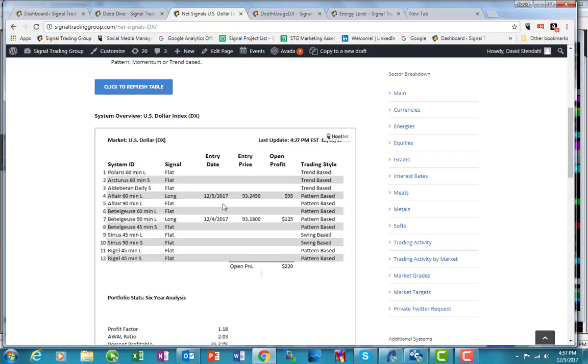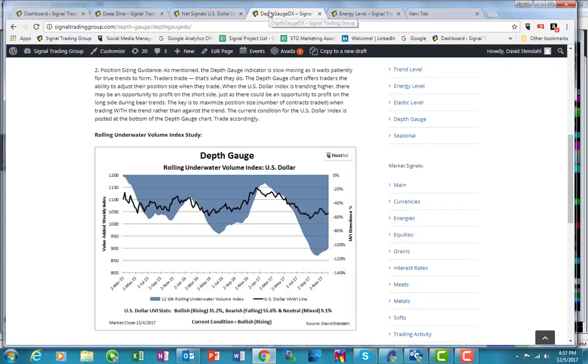We have two long positions that have just been established, and this is just on a one contract basis. We have a 60-minute system that's long as of today, and a 90-minute system that's long as of yesterday. So the systems are really starting to kick in. We don't have a ton of systems, only 12 systems for the dollar index, but as of right now they are long, and we're looking for more upside.